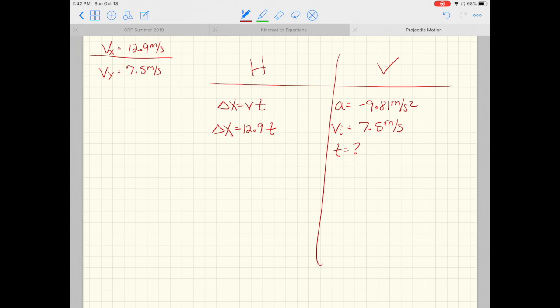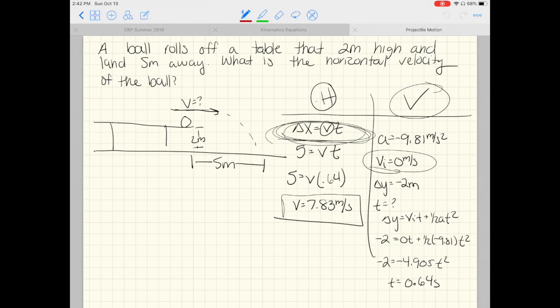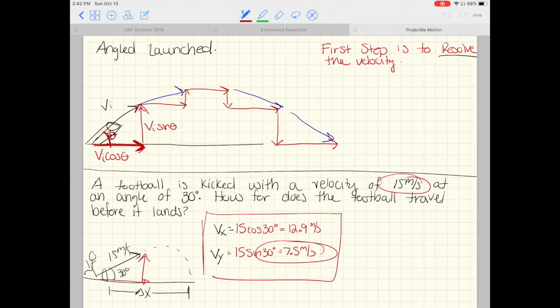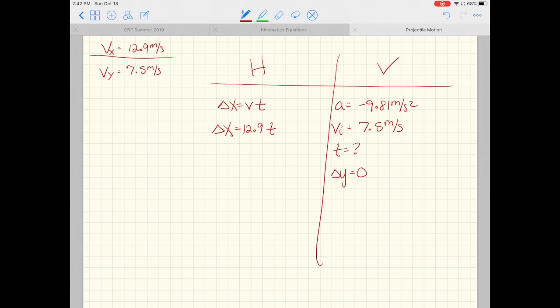I'm looking for time. Now there's one more thing I know, and that is my delta y. Now here delta y was easy to see because we fell 2 meters, or in this example we fell 10 meters. But look what's going on. My football starts on the ground, and it lands on the ground. Delta y is my change in height, or my change in vertical displacement. I start on the ground. I end on the ground. So my delta y would be 0 because I start and end on the ground. My vertical height does not change from beginning to end.